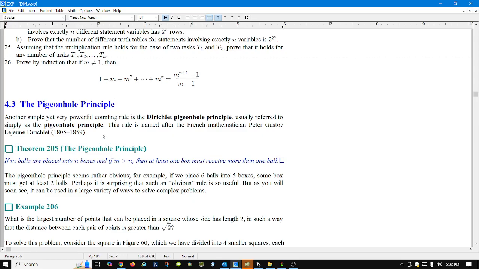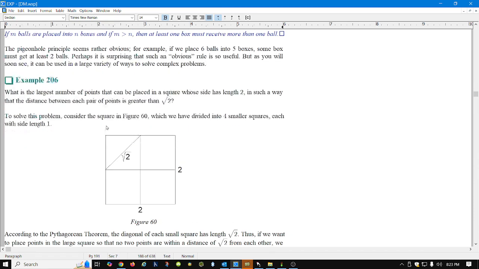And this seems pretty obvious. If you had 6 balls and you had to put them in the 5 boxes, clearly some box must get at least 2 balls. And I guess it's kind of surprising that such an obvious rule can be very useful at times. But we're going to look at some examples now. What is the largest number of points that can be placed in a square whose side has length 2 in such a way that the distance between each pair of points is greater than the square root of 2?